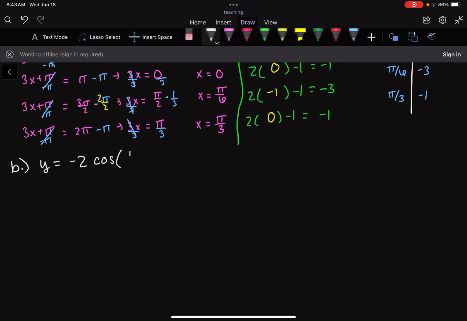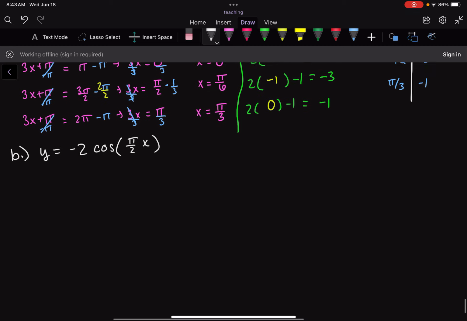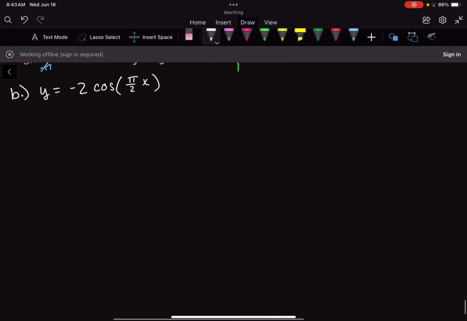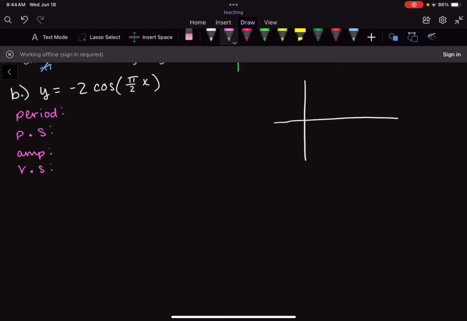I'm going to let's do pi over 2x. I'll put my graph over here. So I'm going to write everything out that I need. I'm going to ask you for the period, the phase shift, the amplitude, and the vertical shift. I am abbreviating a little bit here.